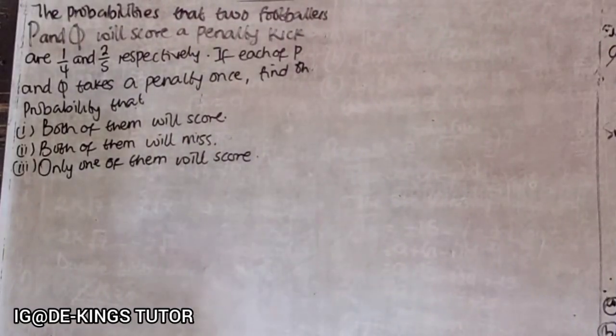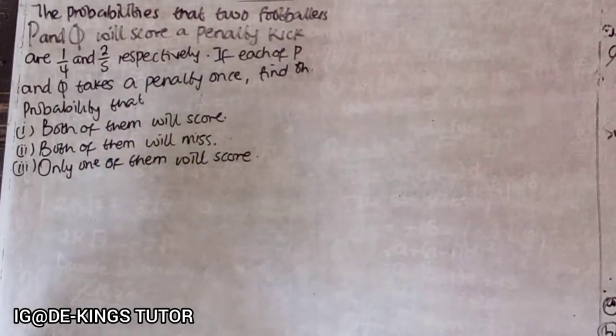The probability that two footballers, P and Q, will score a penalty kick are 1/4 and 2/5 respectively. If each of P and Q takes a penalty once, find the probability that, number 1, both of them will score. Number 2, one of them will miss. Number 3, only one of them will score.